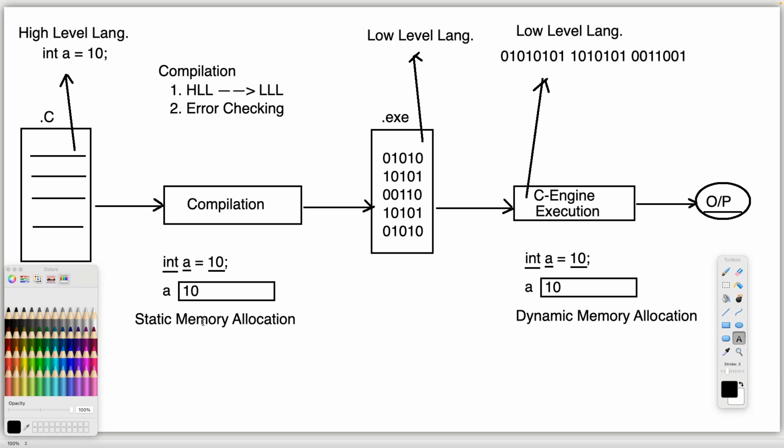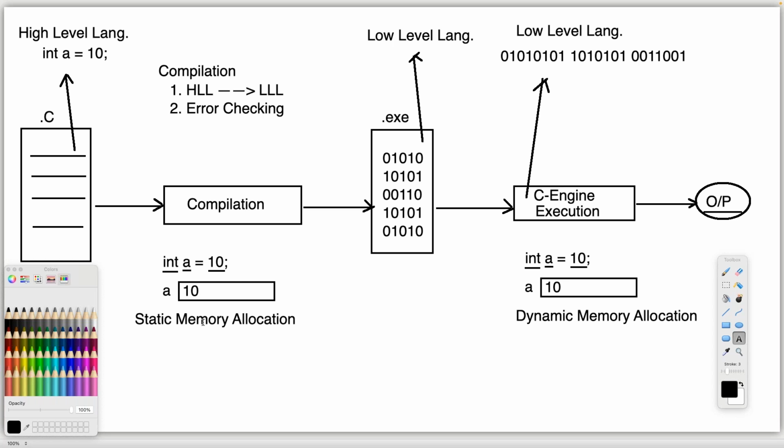What is static memory allocation? Memory allocation at compilation time. That is static memory allocation. What is dynamic memory allocation? Memory allocation at runtime. That is dynamic memory allocation. All of you get my point or not? Static memory allocation and dynamic memory allocation. Clear? I'm coming to our actual conclusion.